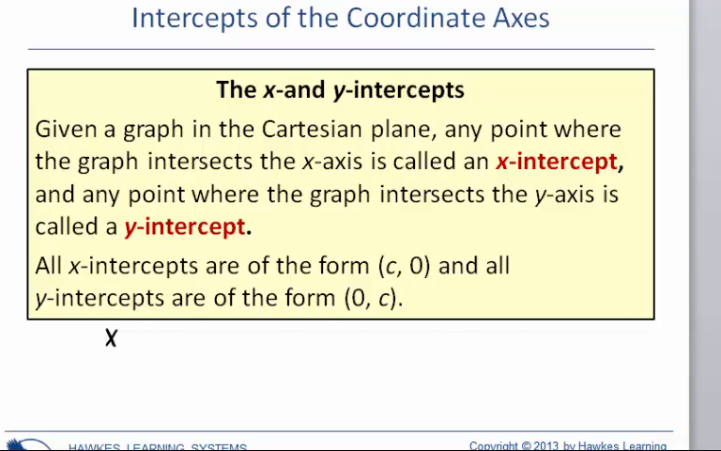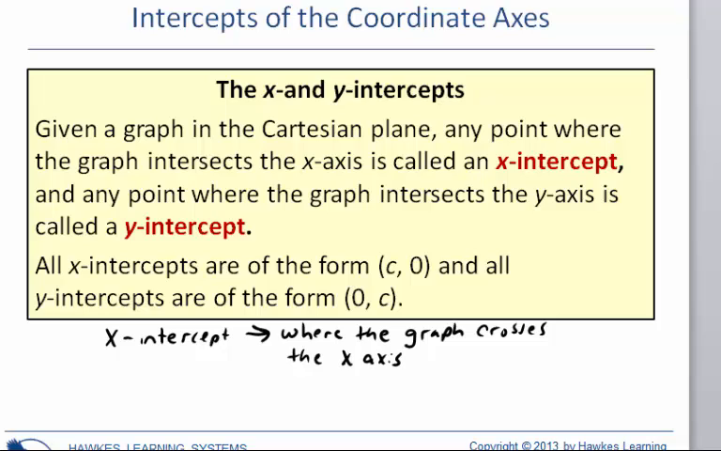So in other words, the x-intercept is the point where the graph crosses the x-axis. And likewise, the y-intercept is the point where the graph crosses the y-axis.